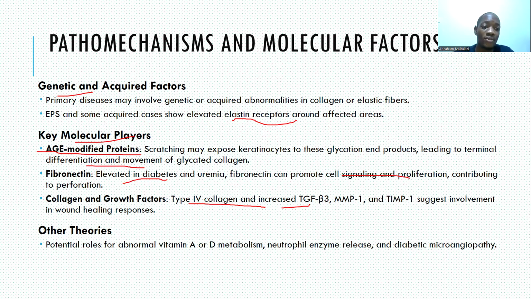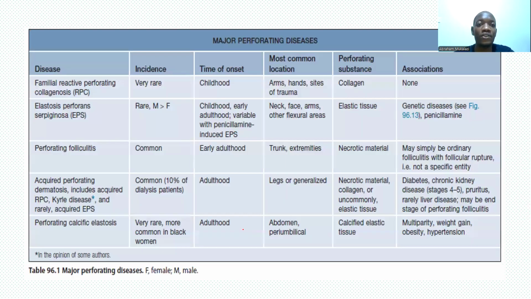So other theories: there's also a potential role being thought of where maybe abnormal vitamin A or B metabolism, neutrophil enzyme release, and diabetic microangiopathy contribute to these processes of perforating dermatoses. So when you look at the classification, these are the major perforating diseases that we have.